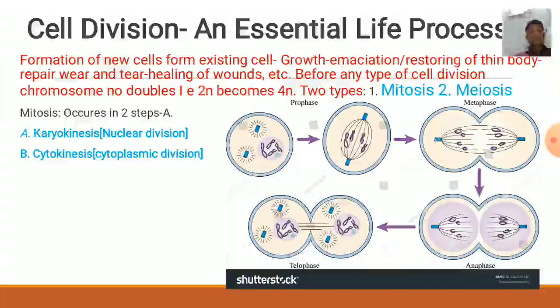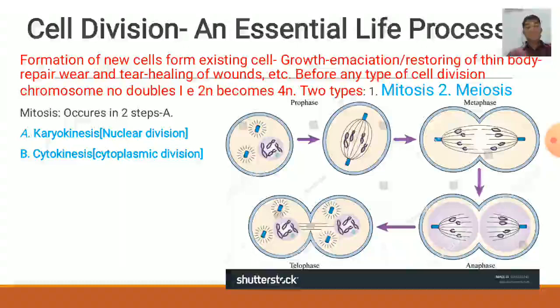The third step, anaphase. In anaphase, the centromere splits and thereby the sister chromatids of each chromosome separate and are pulled apart in opposite directions with the help of spindle fibers. Separated sister chromatids are called daughter chromosomes. Chromosomes being pulled appear like a bunch of bananas. It is clearly seen in the figure.